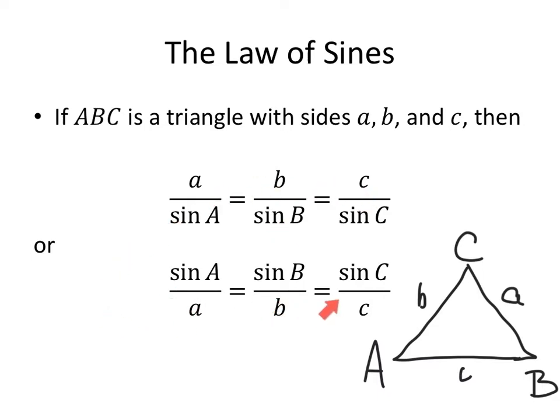And the reciprocals are also equal. So the sine of A over a equals the sine of B over b, equals the sine of C over little side c. If I am solving for a side length, I'll use this top representation, so whatever I'm looking for is always in the numerator. If I'm looking for an angle, I'll use this bottom representation, where the angle is on top, the sine of the angle.